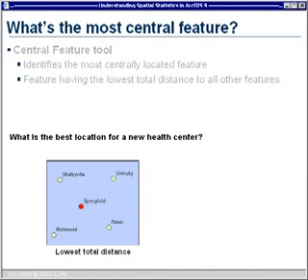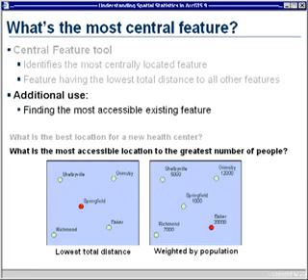A more interesting example involves adding population and using that value as a weight in the analysis. When we use population as a weight, we change our question a bit. We're no longer asking which city is most central, but which city is most accessible to the greatest number of people. Because Baker has such a large population, placing the new health center there will maximize accessibility for the population as a whole.